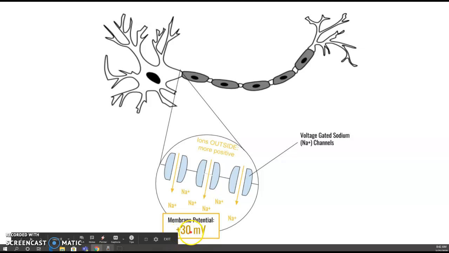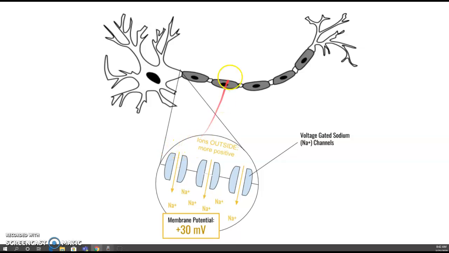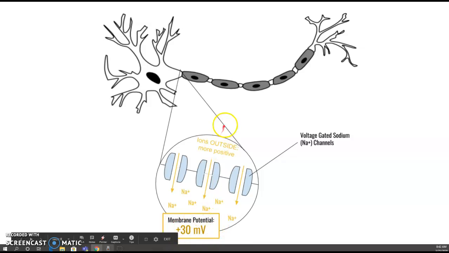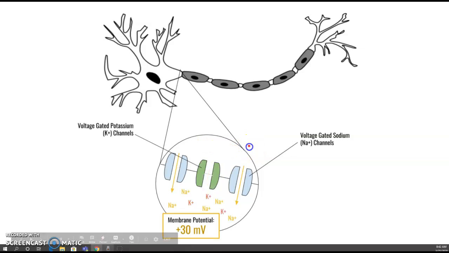And what you probably remember is that positive 30 millivolts is our action potential. So that's whenever you get the line that goes straight up and then back down. That 30 millivolts is what happens when all of these sodium ions rush in. But that would never go back down if nothing happened. So what happens is we also have these voltage gated potassium channels. And what I didn't tell you before is you actually already have positive potassium ions inside the cell.